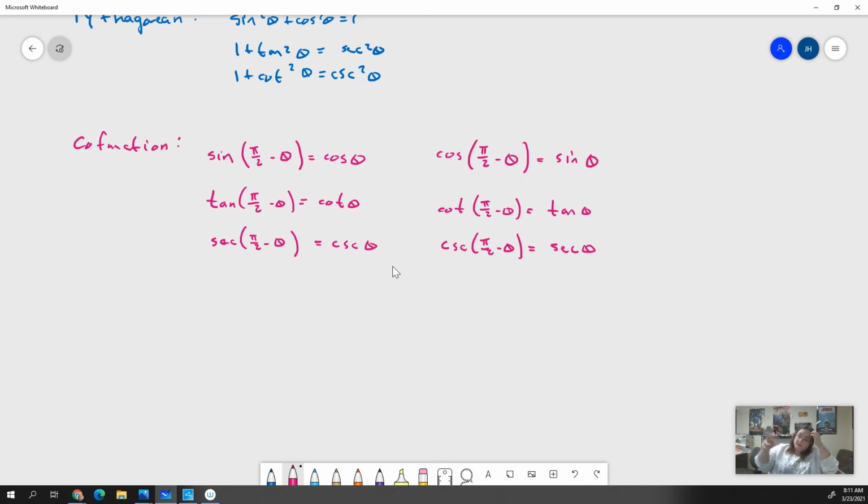And so you can see that they're kind of inverses of each other. And we worked a little bit with that. We had the 90 degrees minus theta, and they worked out the exact same way.